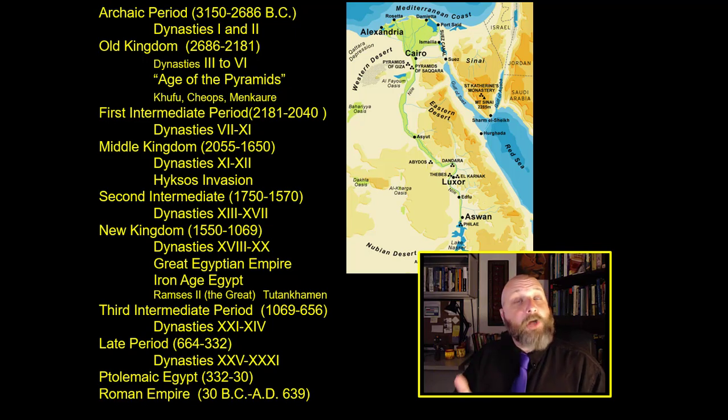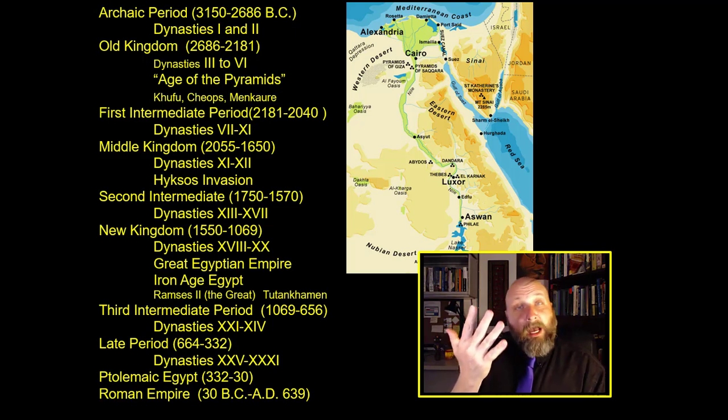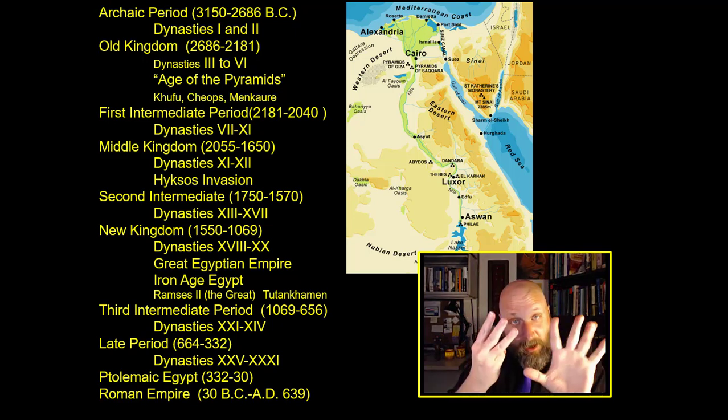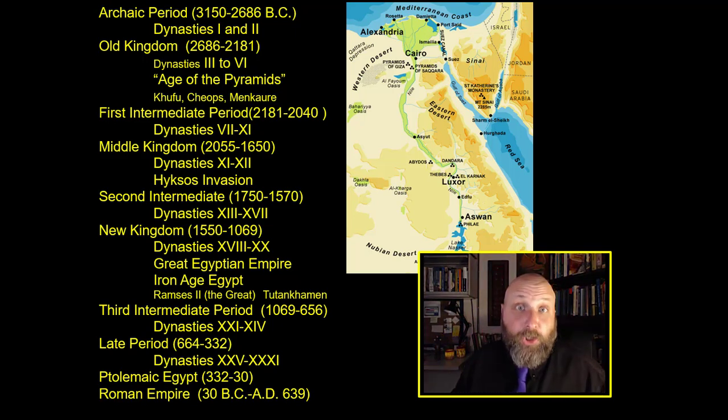The first pharaoh is called Ptolemy I. The second pharaoh is Ptolemy II. The third pharaoh is Ptolemy III. The fourth pharaoh is Ptolemy IV. The fifth Ptolemaic pharaoh was Ptolemy V, and you get the point. It goes all the way to Ptolemy XIII. And then there's Cleopatra, who is the last ruler of an independent Egypt.